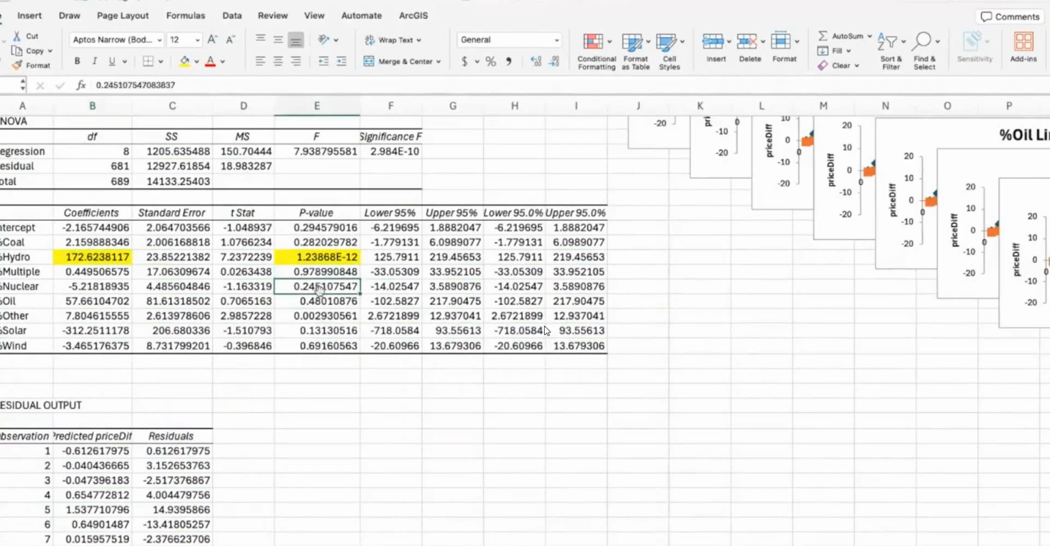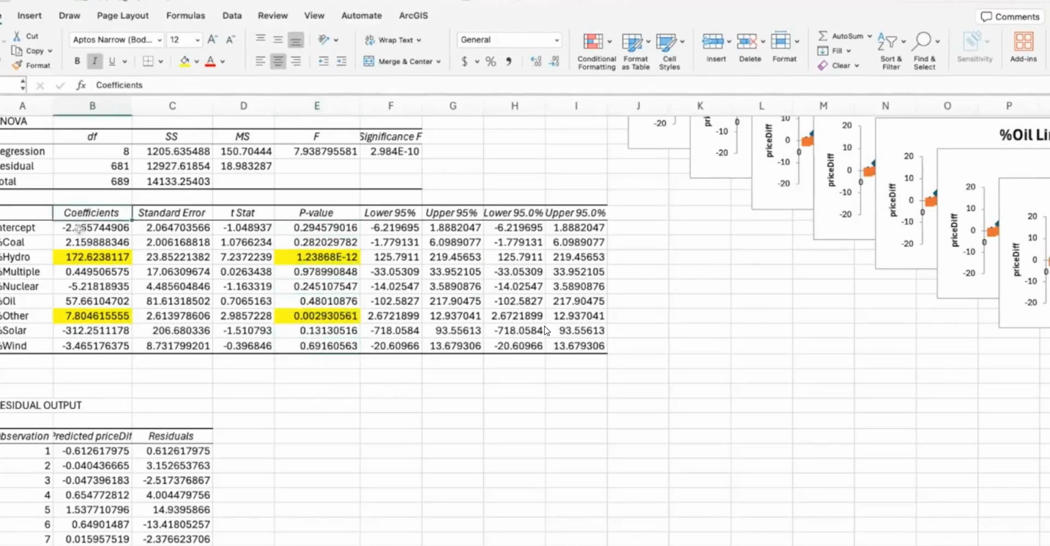And let's go to the next. Here we have another one. That is the percent of oil. And percent of oil also has a positive association with the price change. Here it is 7.8. So our interpretation can be, with a 1% change in energy output by oil, we will see a $7.8 price change in the daily price. For all the others, we don't see a significant impact given we set the threshold at 0.05.